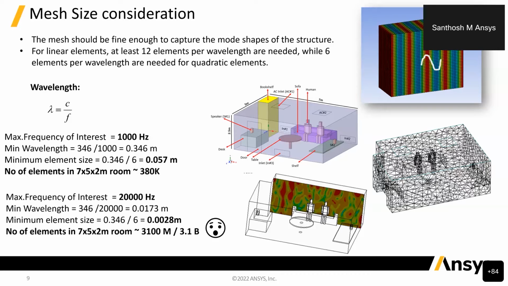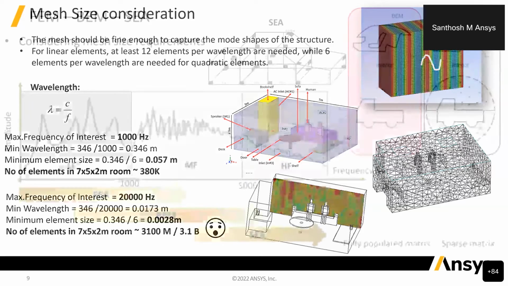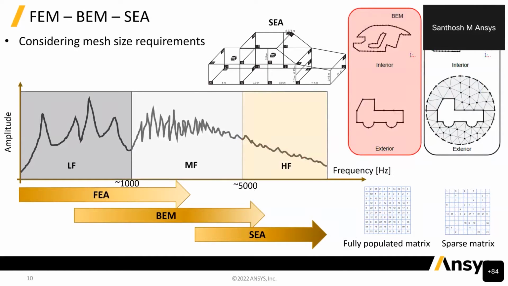So that is the reason many times in acoustics these different methods are found to be practical in certain frequency ranges. The FEA is found to be very suitable for the low frequency range, where we have very distinct resonance modes, so that we can individually study the effect of individual modes, maybe up to 1000 hertz.